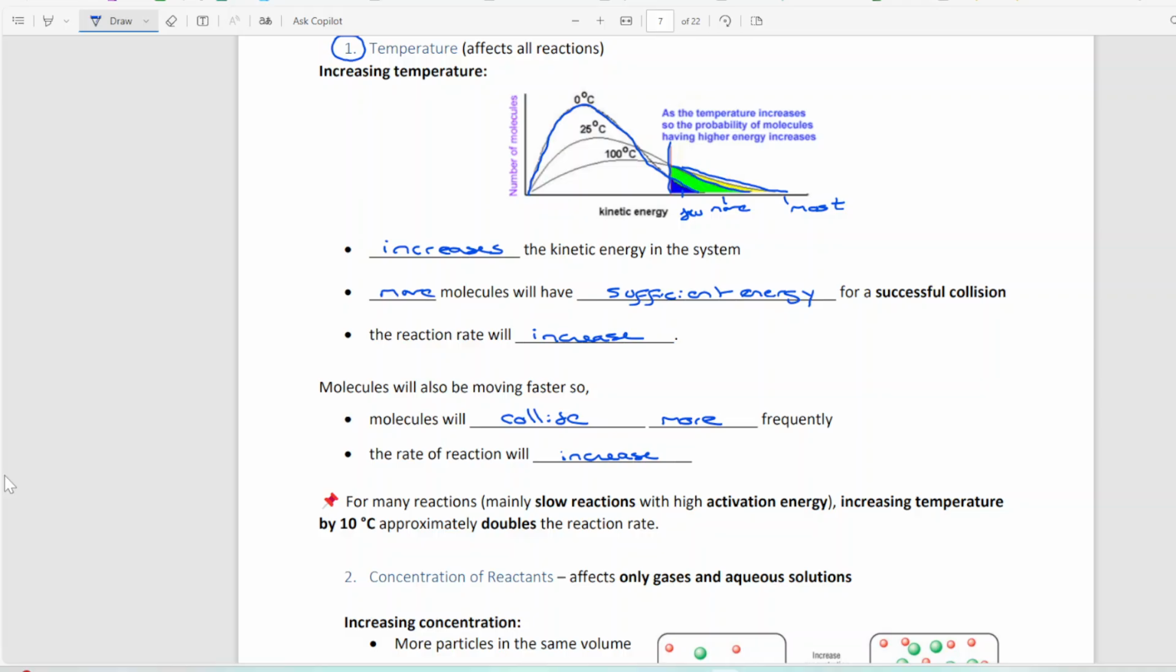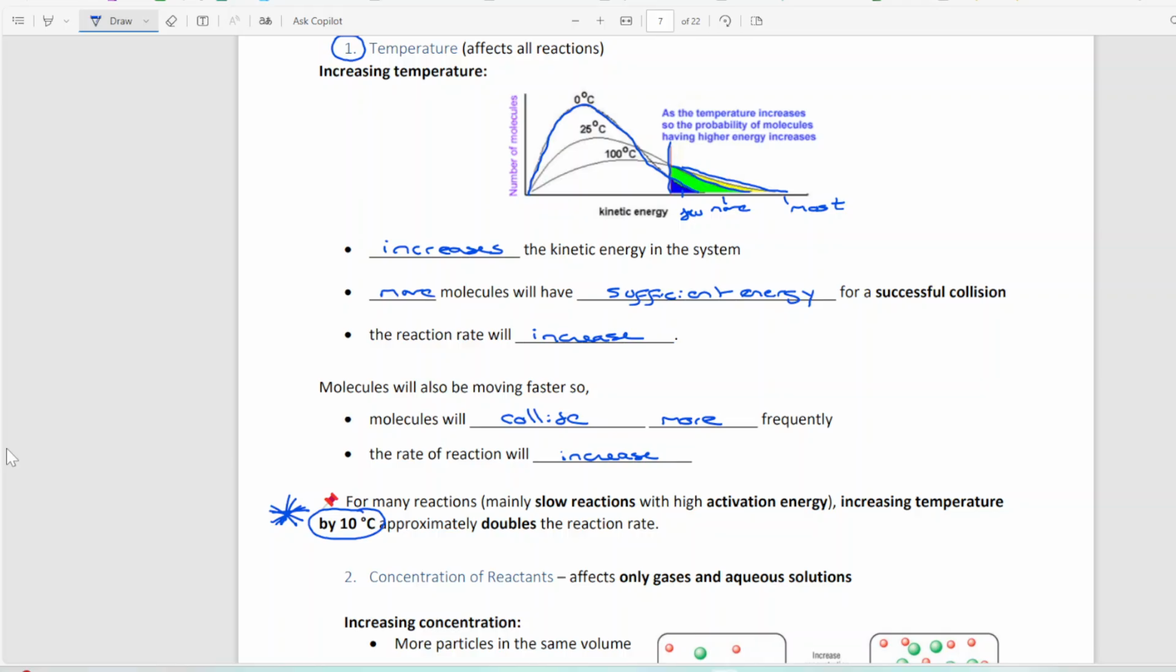There's another thing that's going to become important for some of your Hebden questions that you do. When you have a slow reaction that has a high activation energy, something kind of like this first bell curve, the 0 degrees Celsius, right? It would be pretty slow because there's very few molecules that have sufficient energy for a successful collision. If you can increase the temperature by 10 degrees, it will approximately double the reaction rate.